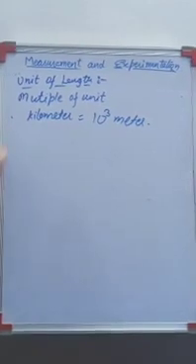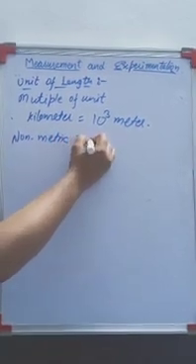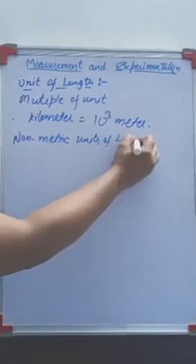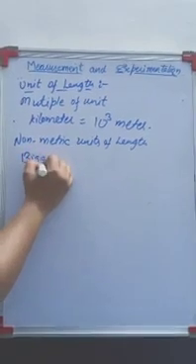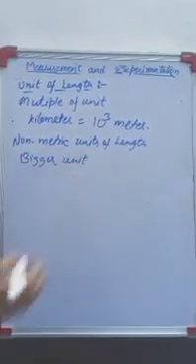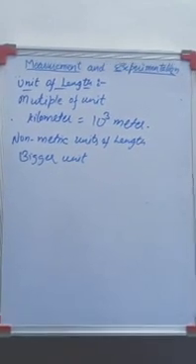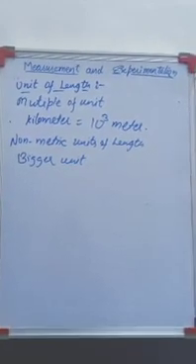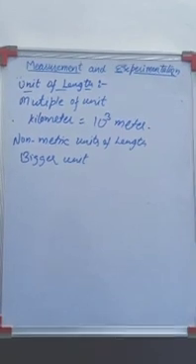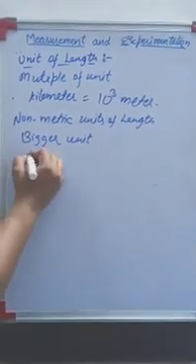So further we are having some non-metric units of length. Now these non-metric units of length are much bigger than the kilometer also, right? For the measurement of the distance between two heavenly bodies, kilometer will be too small. If I am saying the distance between the earth and the Jupiter, will you calculate the distance in kilometer? No. For that purpose you need a larger unit. In that case we commonly use the astronomical unit.